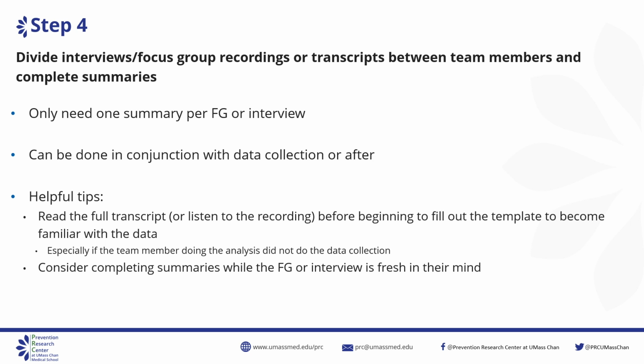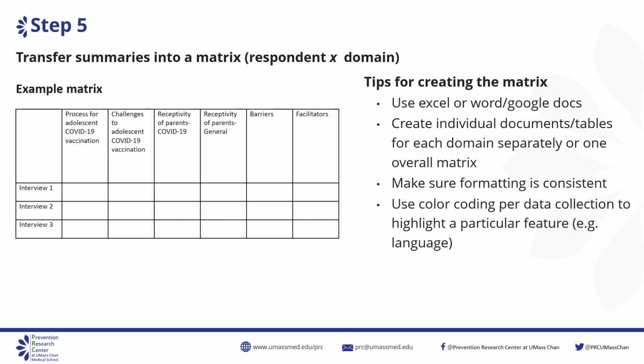And once your team has completed all the summaries, you can move to step 5, which is transferring those summaries into what we call a matrix. So this is basically just a big table where we look at the columns as the domains and each of the individual data collections as the rows. This is, again, our example from our COVID-19 work. I use Microsoft Excel to do this, but you can use Word, Google Docs, whatever you're most comfortable with.